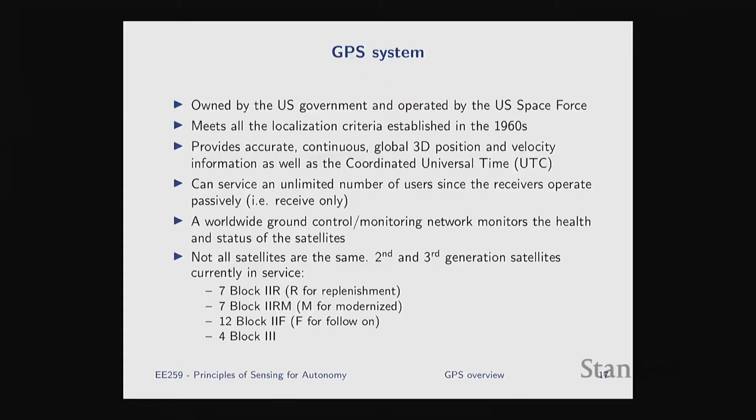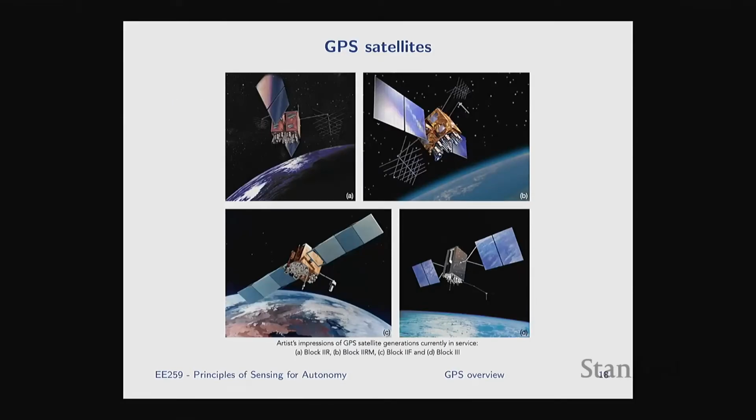Some pictures of the satellites. They're not huge. They're just these almost cube-looking, few meters across things with big solar panels. And I think 3 of them, A, B, and C, are the second generation or Block 2 satellites, different versions of the hardware. And then this one is the more modern Block 3 satellite.